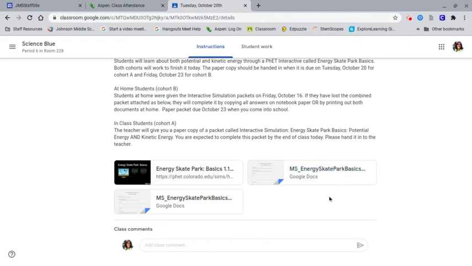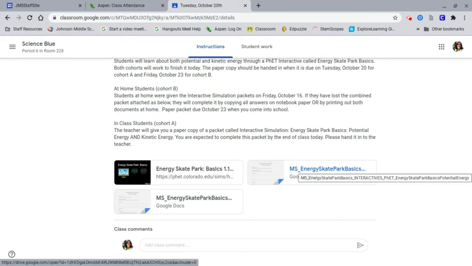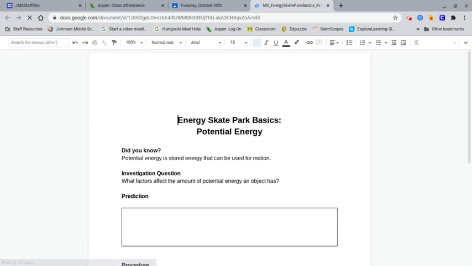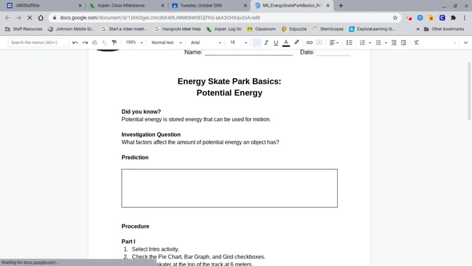So if for any reason you're at home today and you don't have the packet, I have included both documents here. I've combined it into a single packet, but this is how it appears in the paper packet. So if you don't have your paper packet or don't have a printer, you can also print this out if you have a printer at home. Otherwise, you're going to be answering all questions on a piece of notebook paper.